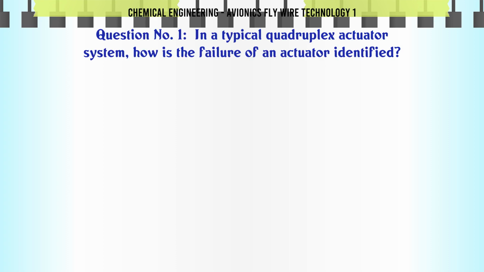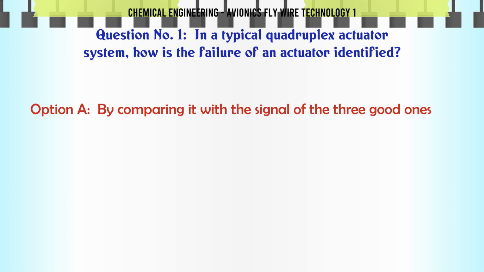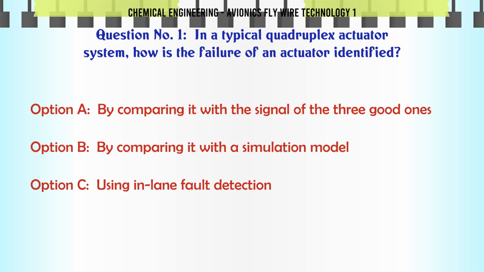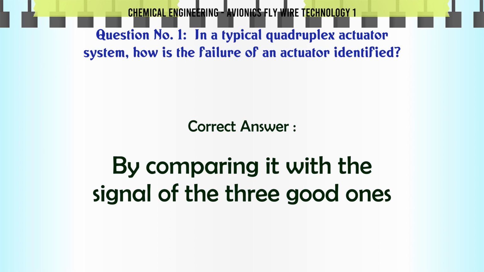In a typical quadruplex actuator system, how is the failure of an actuator identified? A. By comparing it with the signal of the three good ones. B. By comparing it with a simulation model. C. Using in-lane fault detection. D. Using reflectometry. The correct answer is by comparing it with the signal of the three good ones.